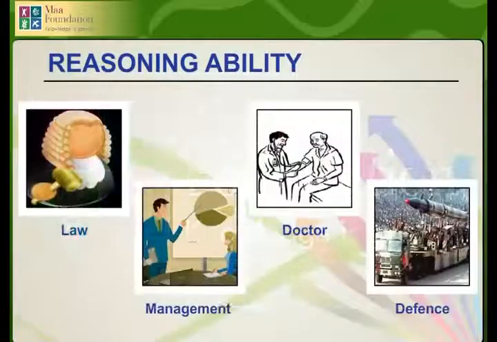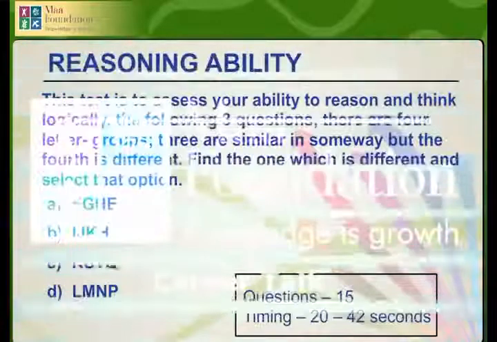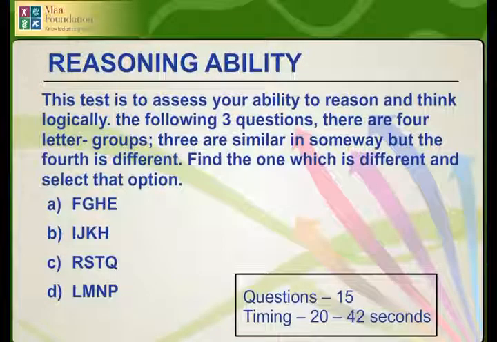Reasoning ability measures a person's ability to use logic. This ability is required in areas like law, defense, administration, medicine, etc. You would be able to see the sample of reasoning ability on screen. Reasoning ability also has 15 questions, and here too the time given to answer each question would vary from 20 to 42 seconds.